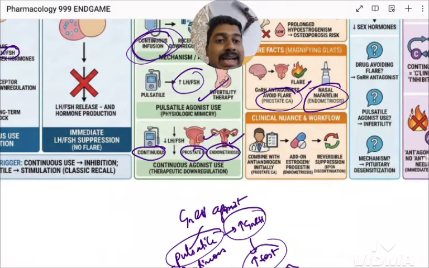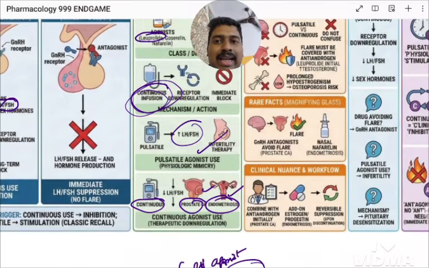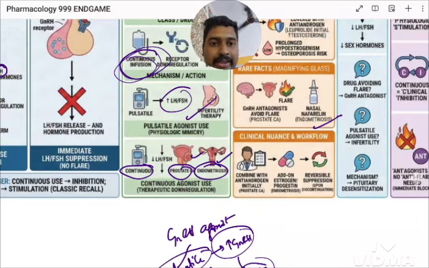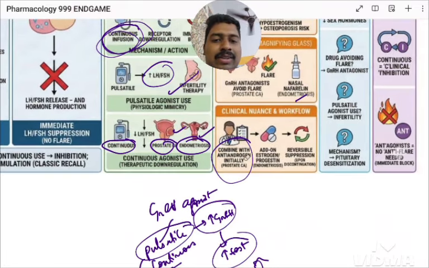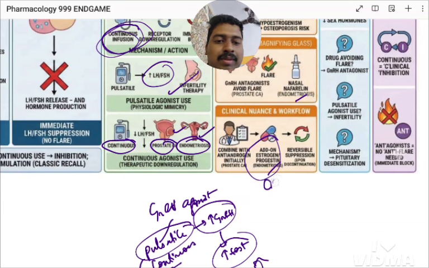Okay. Next, nasal nafarelin. I told you, goserelin, nafarelin, and leuprolide, these three are GnRH agonists. This is used in endometriosis. What nafarelin does is decrease FSH and decrease estrogen, so that's why we'll have some symptom improvement using nasal nafarelin. Again the same thing, combine with anti-androgens initially if it is a GnRH agonist. Add on progesterone and estrogen for endometriosis, that is OCPs. I told you OCP is preventive. And third is reversible suppression upon discontinuation.